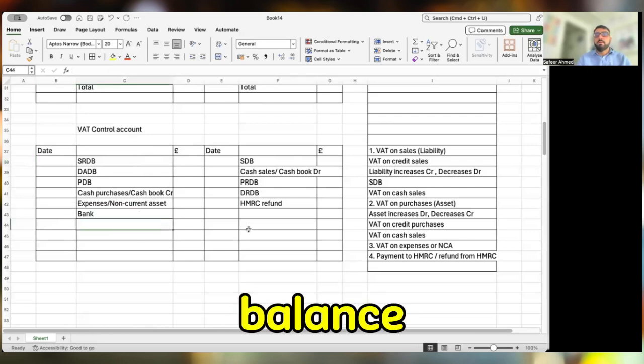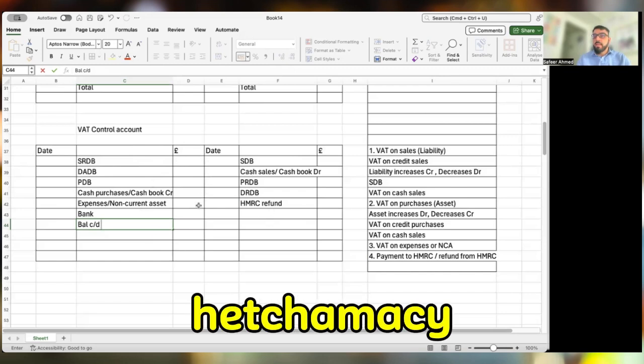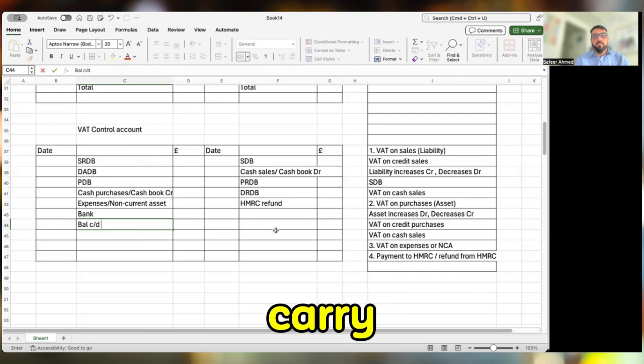Similarly, your balance carried down can be on either side. So if your balance carried down is on the debit side, which means your credit side is bigger than the debit side, which means that the business owes HMRC. And vice versa. If your balance carried down is on the credit side, which means that your debits are more than the credit side, which means that the business will be able to reclaim this money. In other words, HMRC owes them this money.